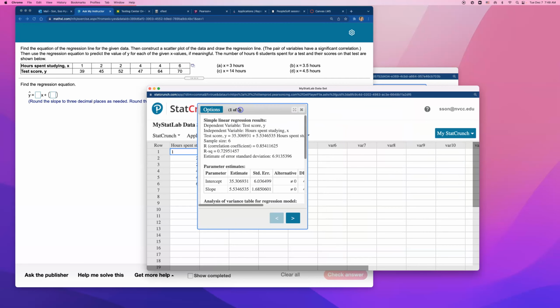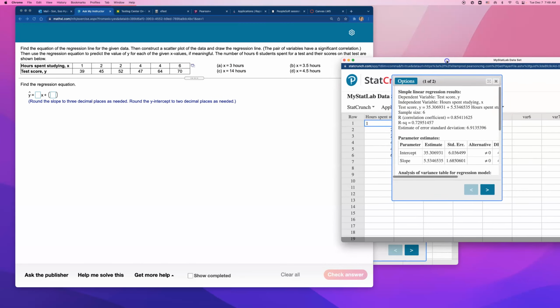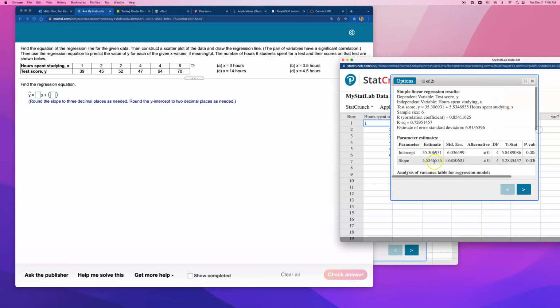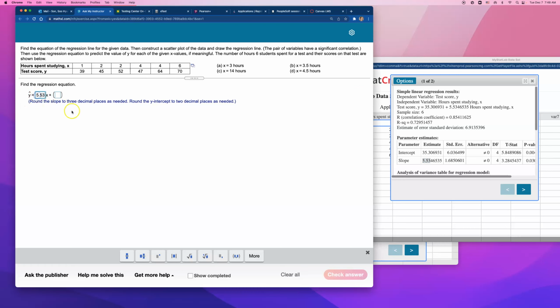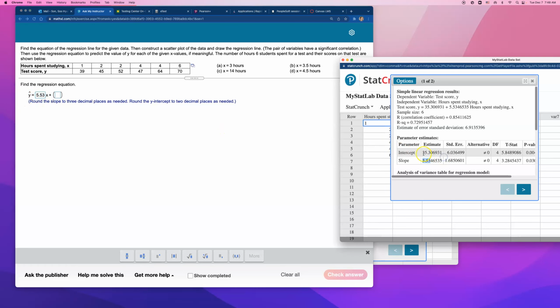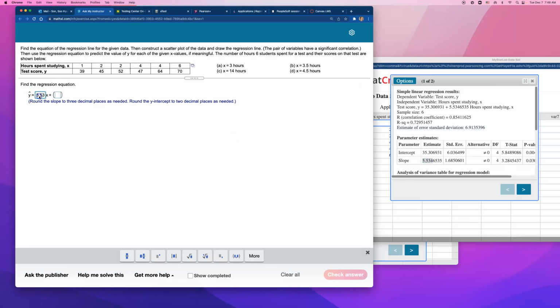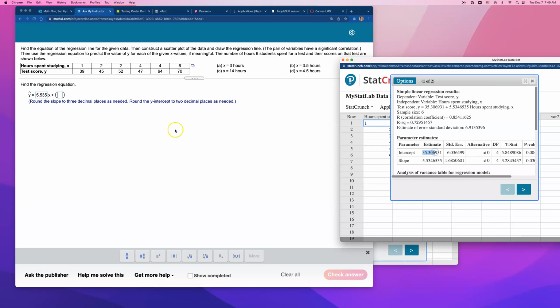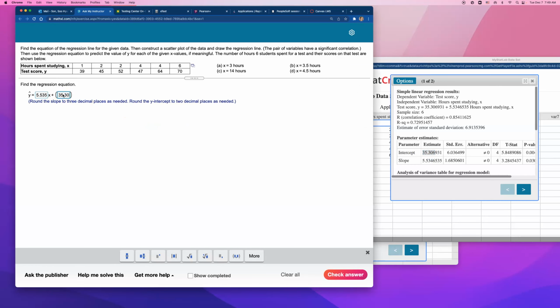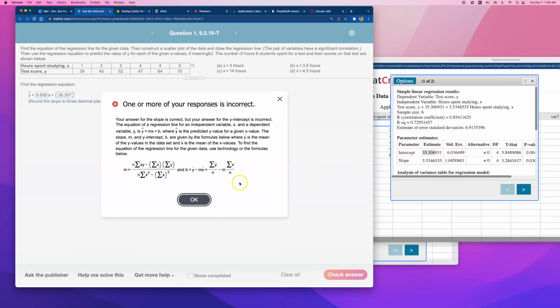And we got the regression, so let's go ahead and type that first. The slope is what? The slope is 5.53, so you put that in front of x, okay? And the y-intercept is 35.3. Oh, they want us to do 3 decimal places. I have to be careful. Follow these rounding rules carefully. And 3 decimal places for the y-intercept too. And that's how you can find the regression equation.